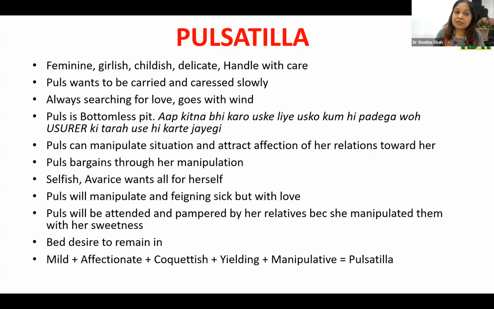Then Pulsatilla bargains through her manipulation, the way we saw in today's case also. And Pulsatilla is selfish, avaricious, and wants all for herself. Pulsatilla will manipulate and feign being sick, but with love. It is very difficult to understand her feigning many a time, because she does it very much with love. And she will be attended and pampered by her relatives because she manipulated them with her sweetness. Pulsatilla is also there in the rubric "bed, desire to remain in." And what is bed? It is the comfort. So she wants to be in comfort.